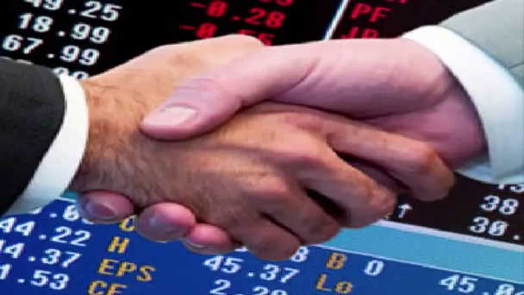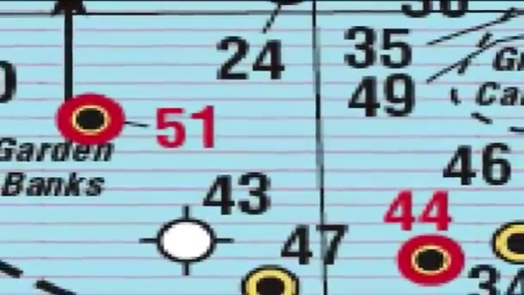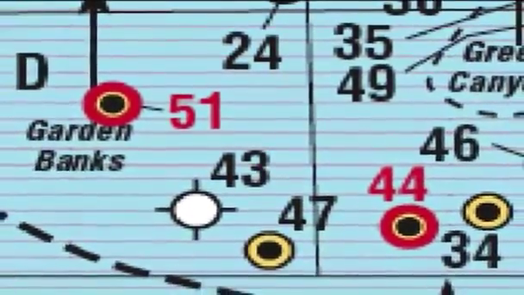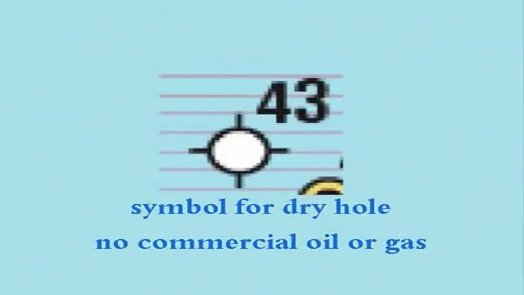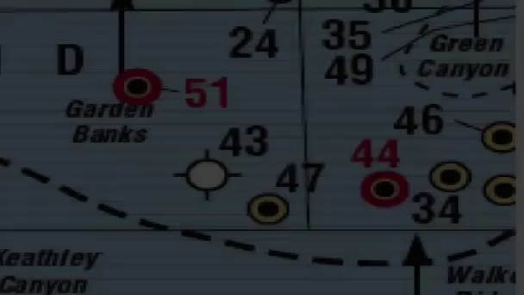Nevertheless, the oil business is still about risk and convincing others to invest large sums of money in what will most likely be a dry hole, a term we use to describe a drilled well with no commercial oil or gas. This is the symbol used on geological maps to symbolize a dry hole.